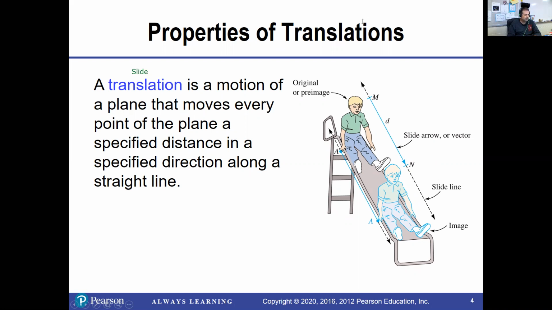So what we're talking about here is, here I have what they call a pre-image. It is your original image. We're going to translate this person, or slide this person down the slide, in which you have your image. Now, to be a translation, you must know a specific distance. That is given to you by what they call a vector. The vector here goes from here all the way down to here. And the distance goes from the beginning of the arrow to the tip of the arrow.